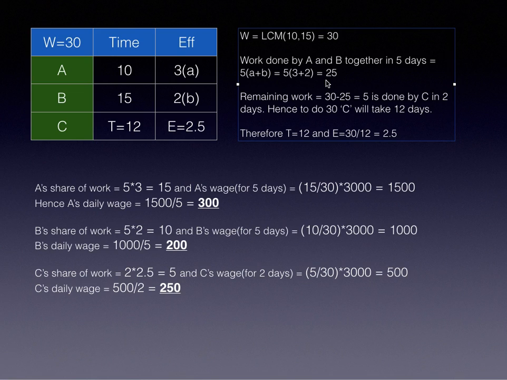Now, what is the remaining work? Out of 30, 25 is already done. So 5 more has to be finished. And this is done by C in 2 days. Therefore, efficiency of C will be 5 by 2, which is 2.5. And that is written here. Therefore, to do 30 work, how many days will C take? That is 30 by 2.5, which is equal to 12.